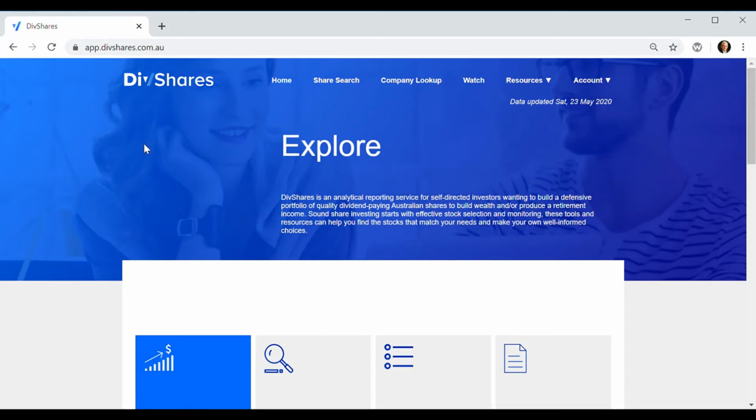Welcome to DivShares. When you sign up, you will have full access to all the tools and resources that make up this service. To help you become familiar with these tools, you can learn at your own pace and at no cost. When you're ready to search the share market, select one of the affordable subscription plans. For entry-level investors, I suggest you print out the beginner guides at the bottom of the Explore page.